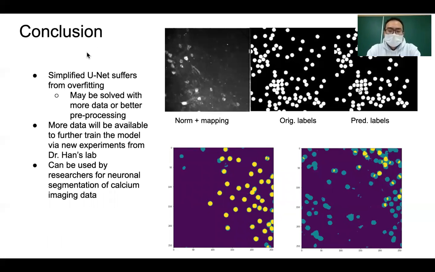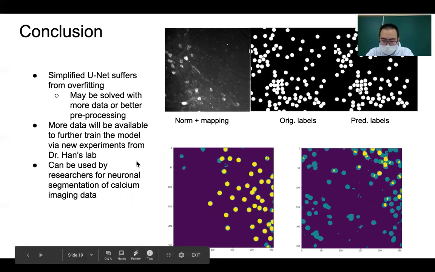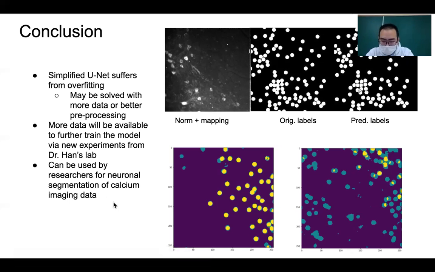In conclusion, we found that the simplified UNet we implemented suffers from overfitting, but it's likely that this problem can be solved by getting more data or better preprocessing, such as better data augmentation that goes further than just cutting up the images. More data can be available from Dr. Han's lab, which Cheng works in, so we could always further improve this model by getting more data. Lastly, something like this could definitely be used by researchers for neuronal segmentation of calcium imaging data, given that we're able to further train it. Thank you.